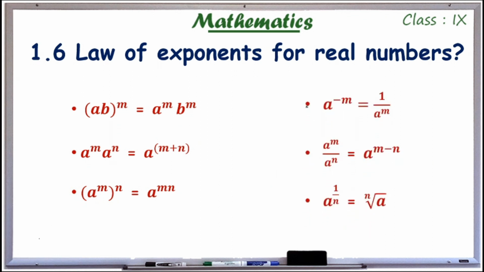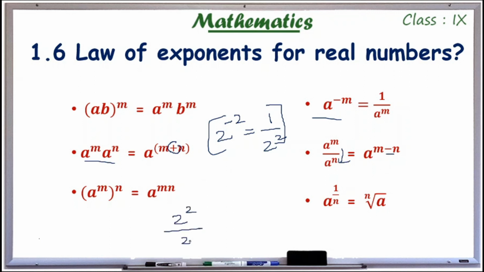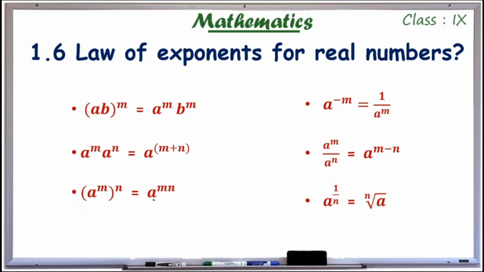I can write a raised to minus m as 1 by a raised to m. So in case of 2 raised to minus 2, I can write it as 1 by 2 raised to 2. Both are same. And also for a raised to m by a raised to n, I can write it as a raised to m minus n. So if it is multiplying, you can use plus, and if it is dividing, you can use minus. So 2 raised to 2 by 2 raised to 1 is equal to 2 raised to 2 minus 1. It is equal to 2 raised to 1. So in that way you can check.